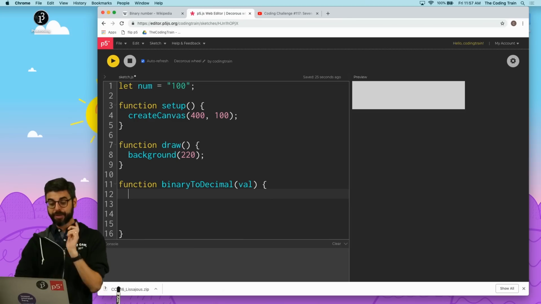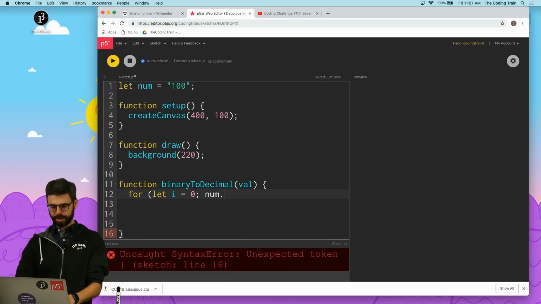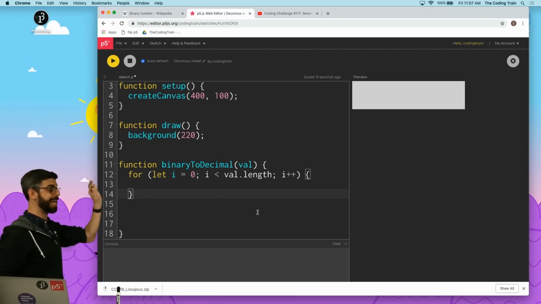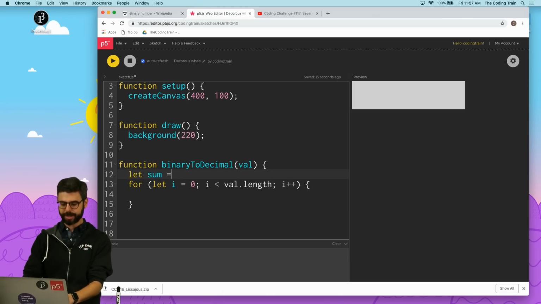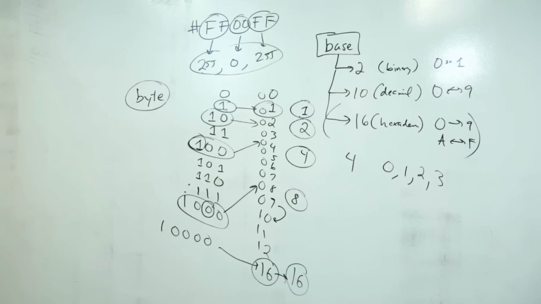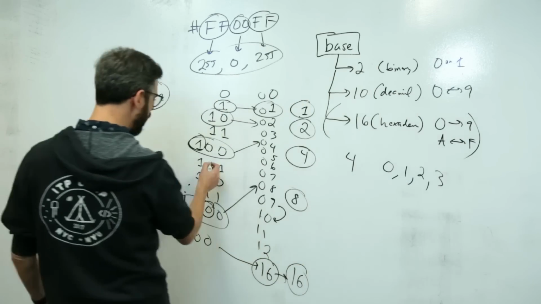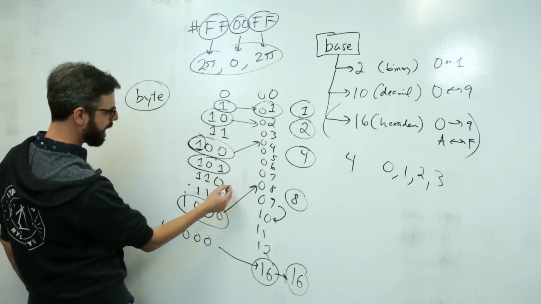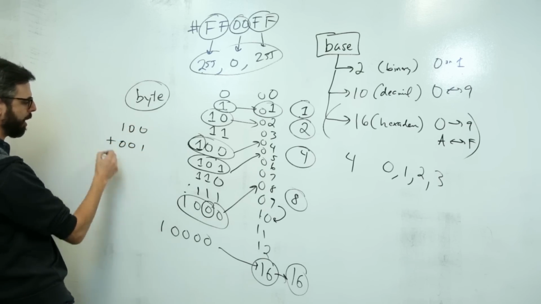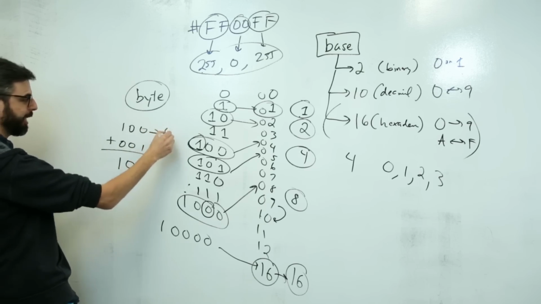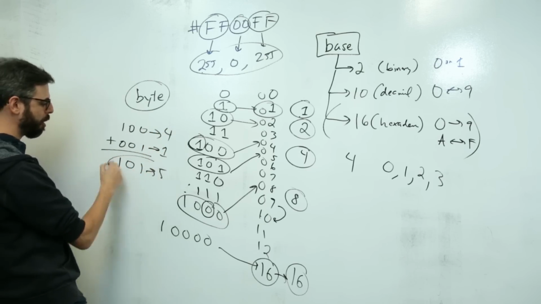Okay, so the thing that I need to do is loop through i equals 0, i is less than value.length. If it's a string, I'm going to loop through the string one character at a time. For each character, the way to convert it is to add up all of the powers of 2. For example, 101 is 5, because it is 100, which is 4, plus 001, which is 1, so 101 is 5.